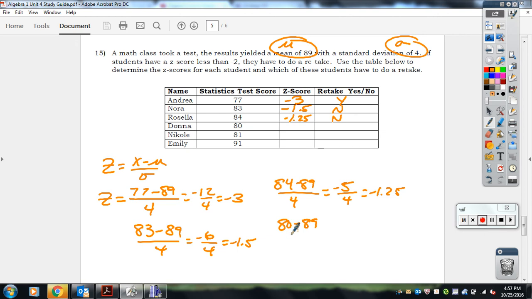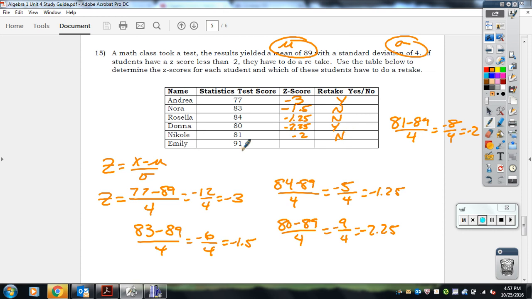Donna, 80 minus an 89 divided by 4, which is a negative 9 divided by 4, which is a negative 2.25. Negative 2.25. Yes. Nicole, 81 minus 89 divided by 4, which is a negative 8 divided by 4, which is a negative 2. Negative 2. It says less than negative 2, that's equal to negative 2. No. And then Emily. Emily got a 91.